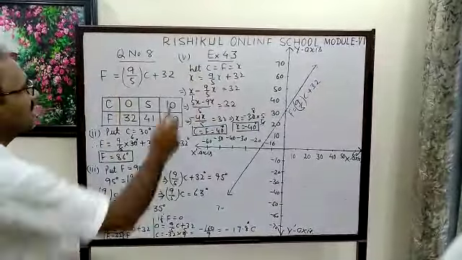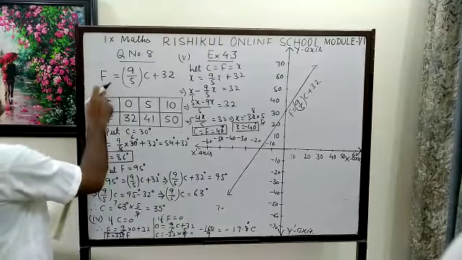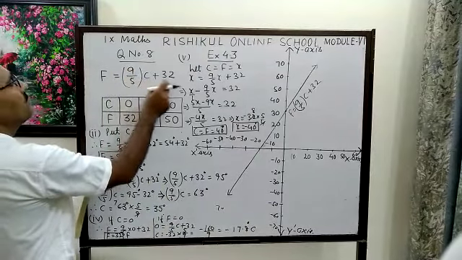Question number 8. In countries like USA and Canada, temperature is measured in Fahrenheit, whereas in countries like India, it is measured in Celsius. Here is a linear equation that converts Fahrenheit to Celsius: F = (9/5)C + 32.